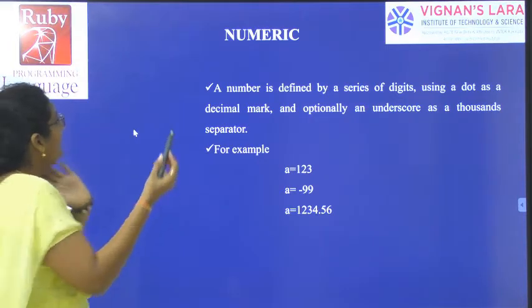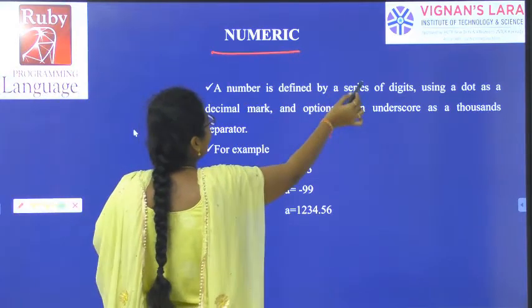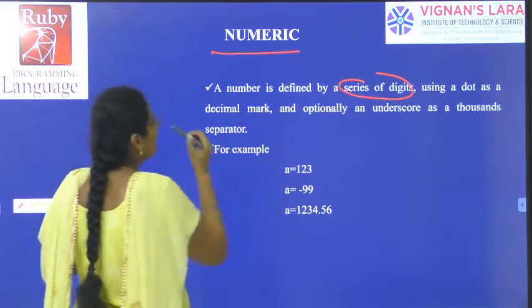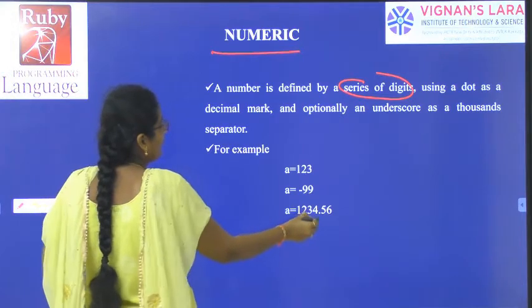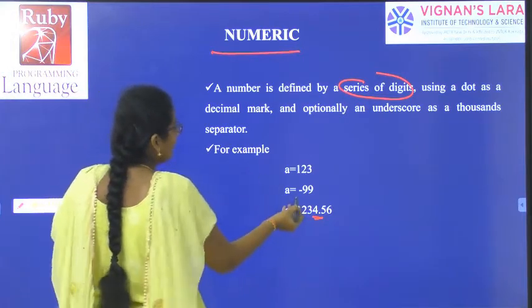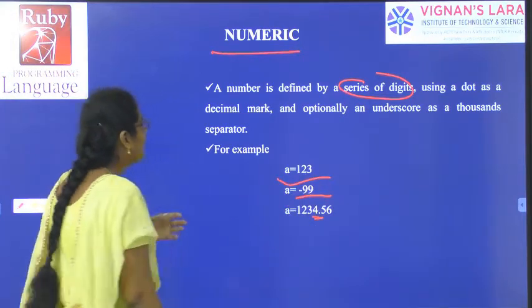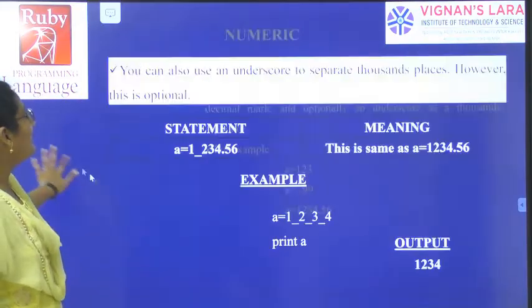So see here, numeric data type is nothing but a series of digits. If you want to represent a decimal number, you can use the dot. Or optionally, you can use the underscore also for representing. So first one is numeric data type.